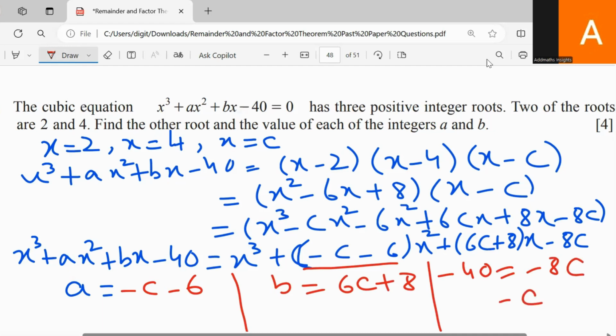So when you solve it, the answer for c is 5. And similarly, substituting this value of c, b is 30 plus 8, which is 38. And when you substitute this value of c here, a is minus 11. So this is how you can find the values of a, b, and c. Now you will back substitute these values in the original equation in order to solve the other part of this question.